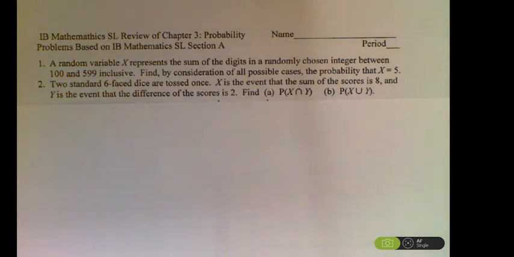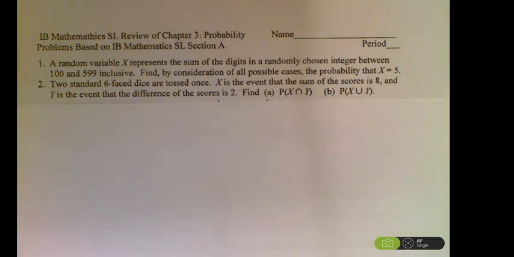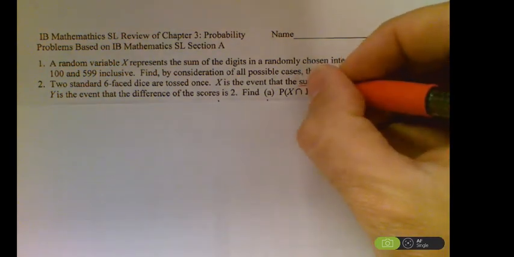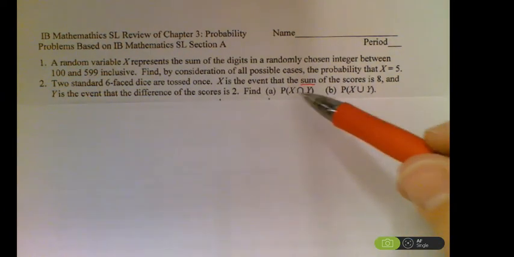So it's always important to recognize what we're talking about with these two dice. It could be individual numbers, it could be a sum. In this case, we're talking about a sum. We're looking at the sum of the scores is 8. Y is the event that their difference is 2. So find the probability of X and Y.